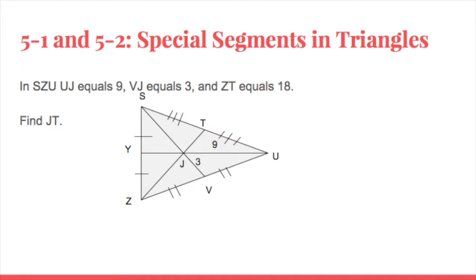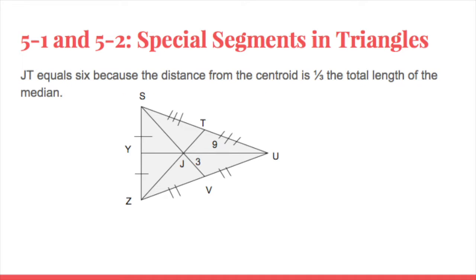In triangle SCU, UJ equals 9, BJ equals 3, and CT equals 18. Find JT. JT equals 6 because the distance from the centroid is 1/3 the total length of the median.